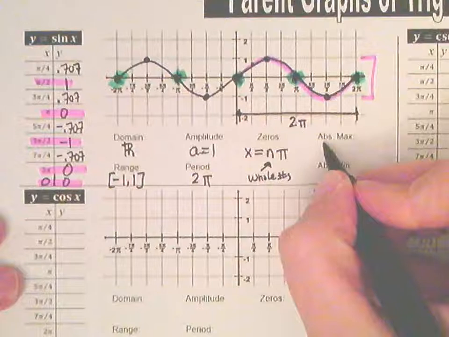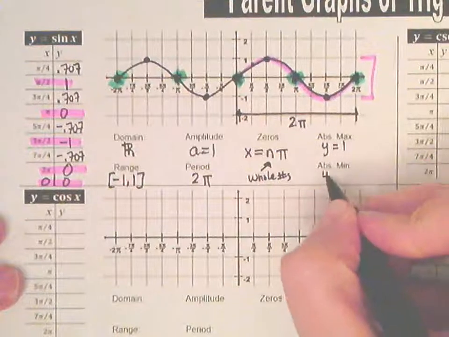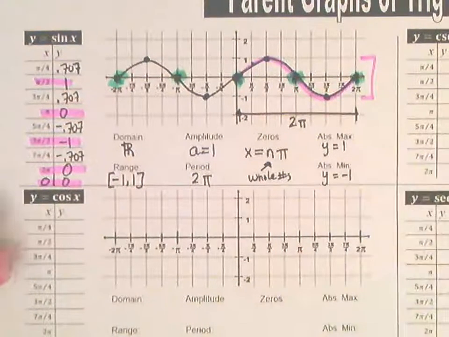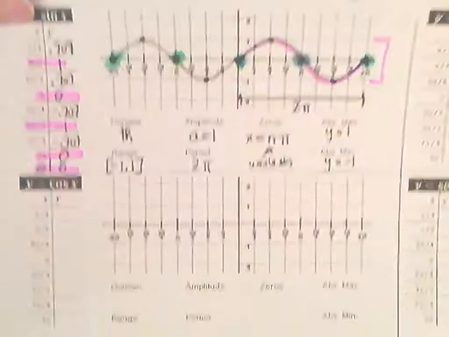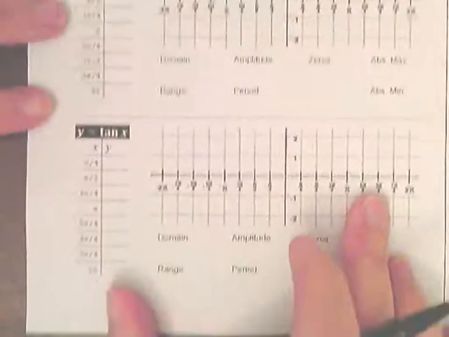All right, so remembering that this is whole numbers because it's the integers. And then our absolute max is at y equals 1, and our absolute min is y equals negative 1. No need to review that. All right, next up is for our cosine.